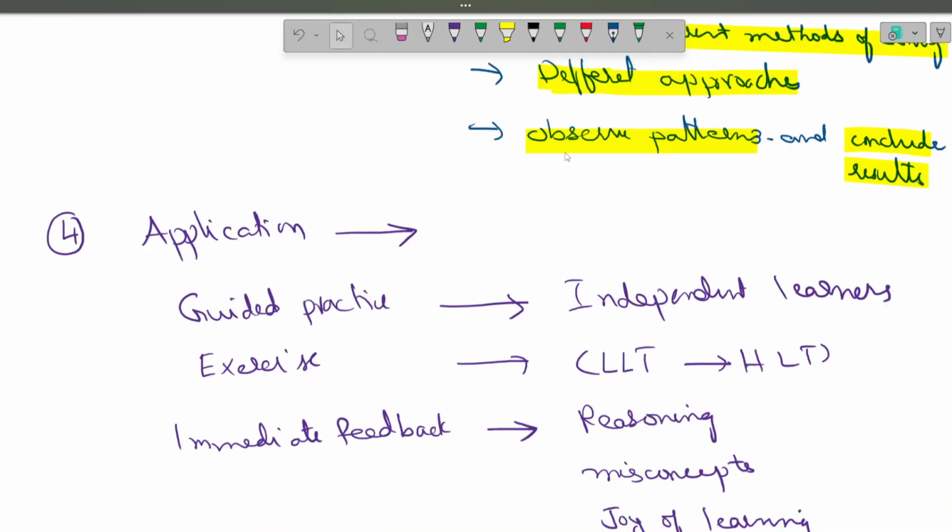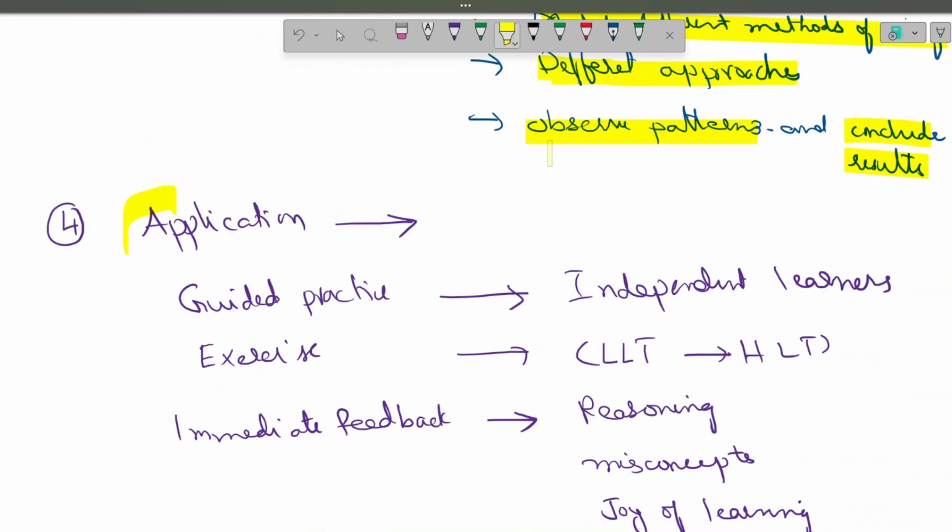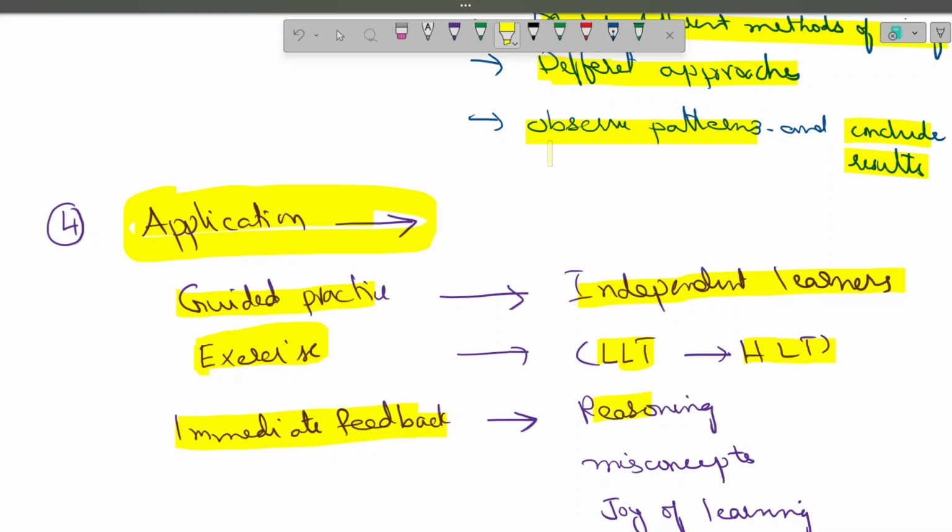Next comes the application part. Application means making the student an independent thinker. From guided practice, make them independent learners. Scaffolding: slowly remove the support. Make the exercises in such a way that their low level thinking will go to high level thinking. Then immediate feedback should be there. Why? If you give immediate feedback, their reasoning will become perfect and they become good reasoners. It removes their misconceptions, and they will feel happy about what they are learning and understanding.